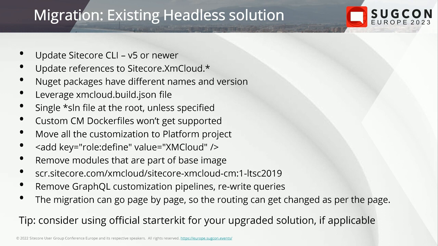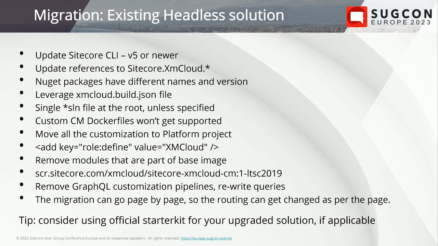Custom CM Docker files won't get supported, and all customizations done in those Docker files will simply be ignored. Instead, if you want to do customizations, you need to move them into the platform project that gets deployed along with your customizations. Previously, we had the good old role-based configuration with different roles like standalone, content management, content delivery, indexing. Now we have only one role, which is XMCloud. So you need to consider this setting as well.